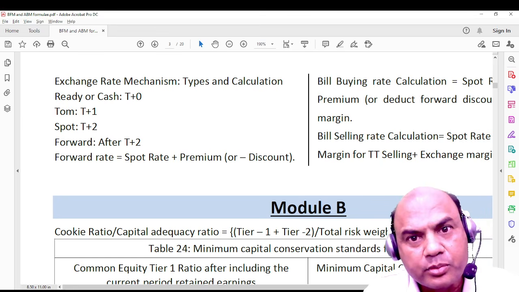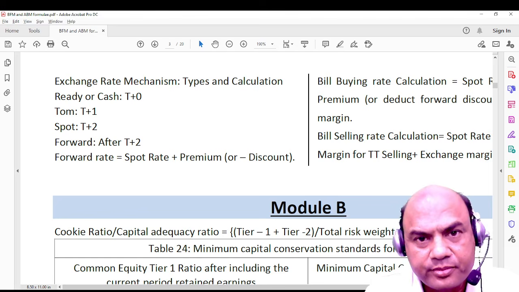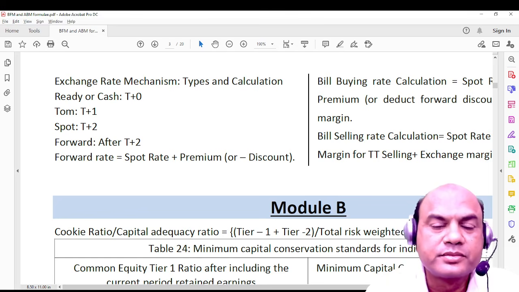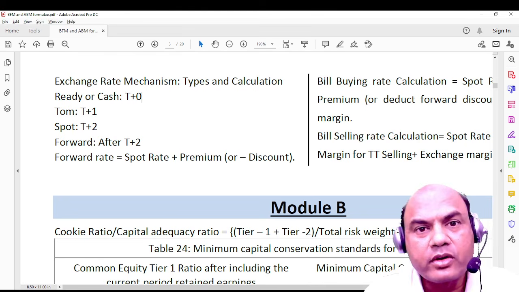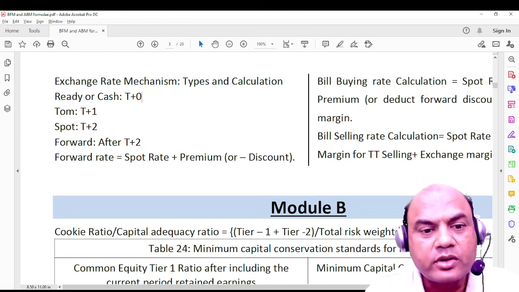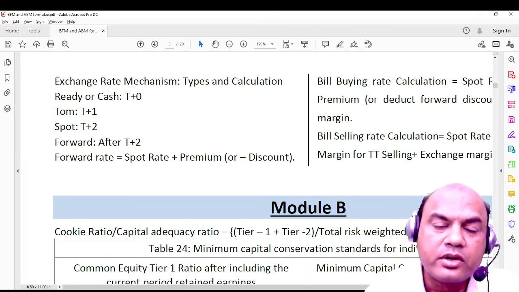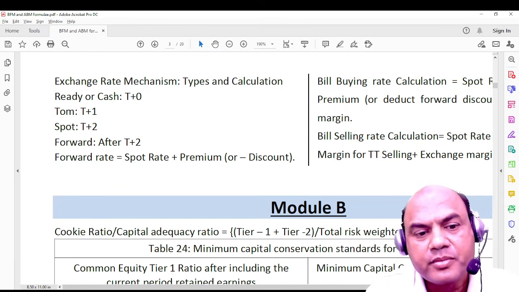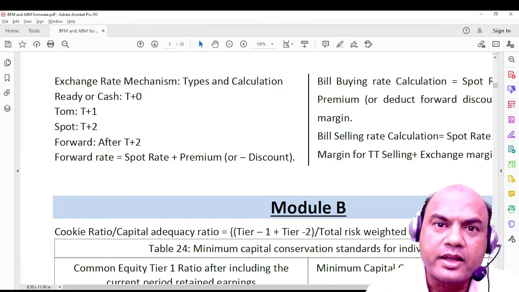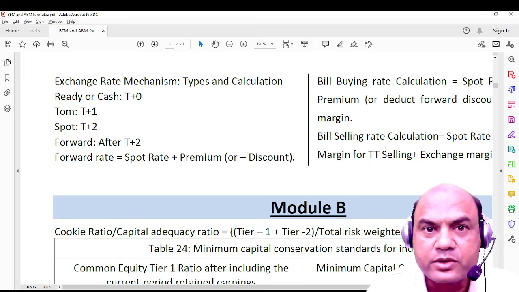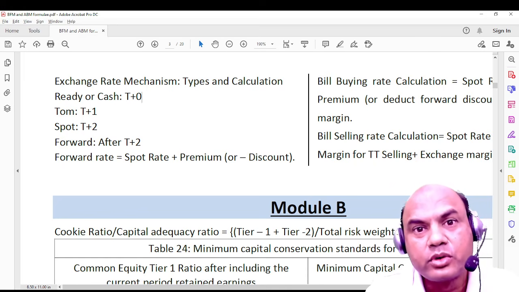If I give you rupees, when will you give me gold? That is settlement. Whenever you are giving me the gold on the same day, it's called cash, T plus 0. I give you rupees today, you give me gold today only. Tom means T plus 1. I'll give you cash today, you give me the gold tomorrow.